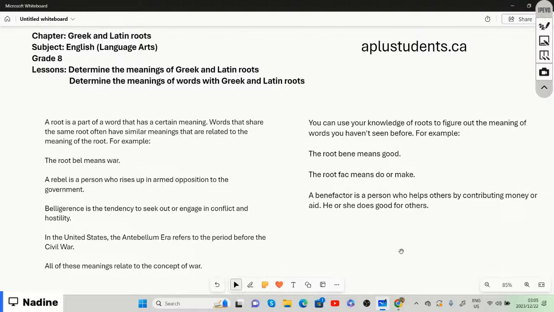This is a continuation of the lesson that we also did previously, right? Because in our previous lesson, we also did Greek and Latin roots. So now we're going to have a continuation of where we ended off. Once again, our lessons are to determine the meanings of Greek and Latin roots and to determine the meanings of words with Greek and Latin roots.